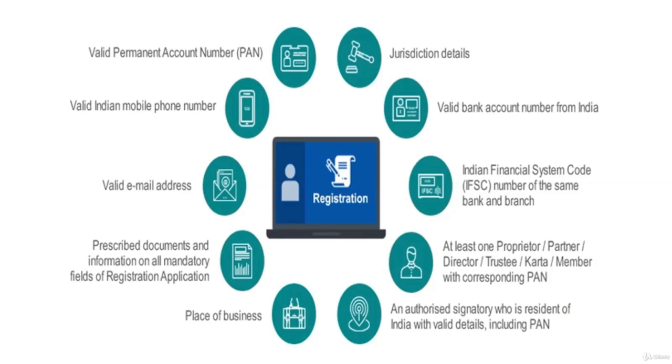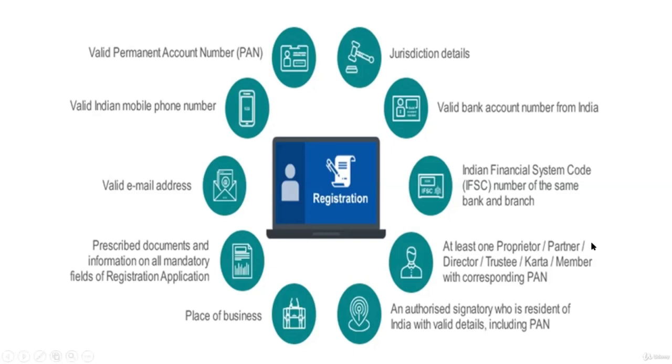So at least one proprietor or partner member with corresponding PAN number, and the IFSC number of the same bank and branch where you will be opening your business account, your current account. Then you must have your valid bank account number from India and the jurisdiction details. These are the basic details that you must carry before registering or taking the GSTIN number from the GSTN portal.